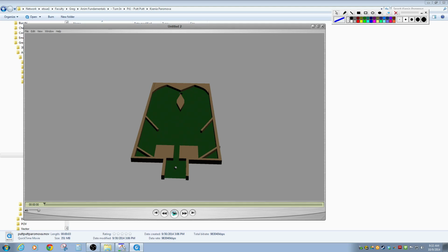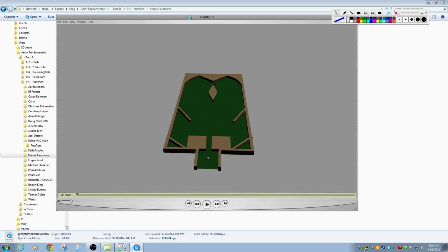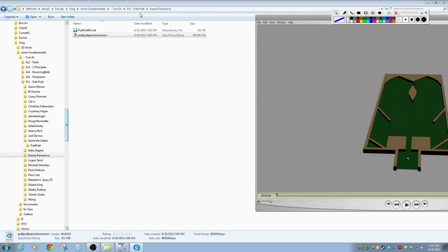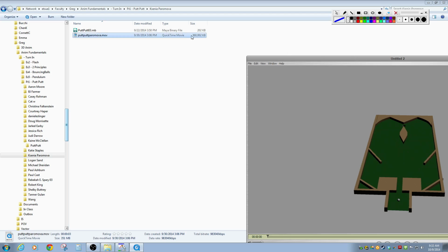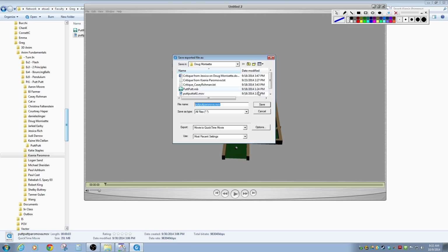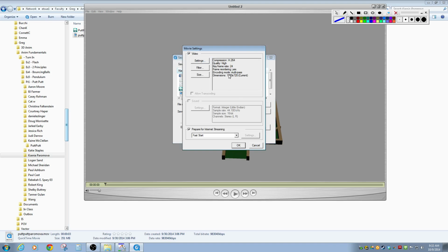Let's give it a second here to catch up. Oh, so that's the reason there. It's 360 megabytes. Let's just not even try it. Let's go File, Export, Options. Make sure we're set to H.264, current, and 24.